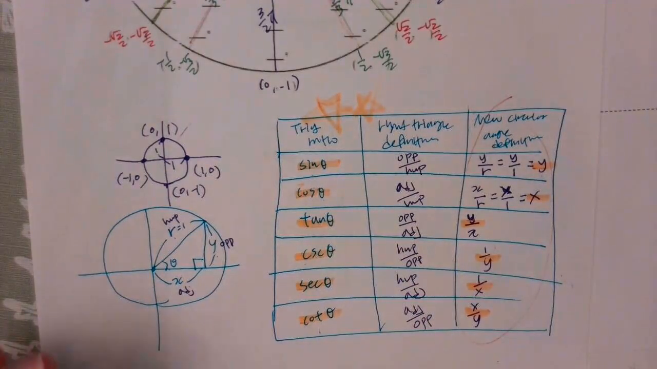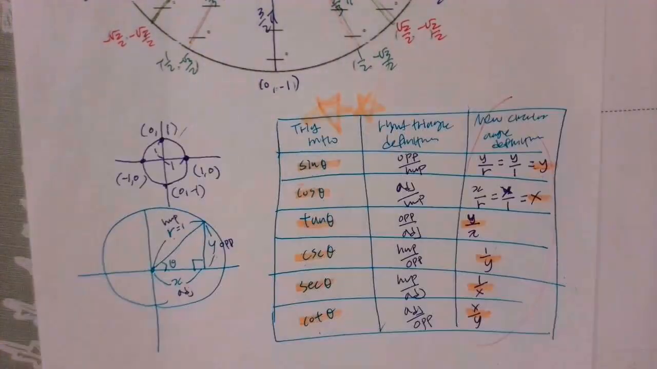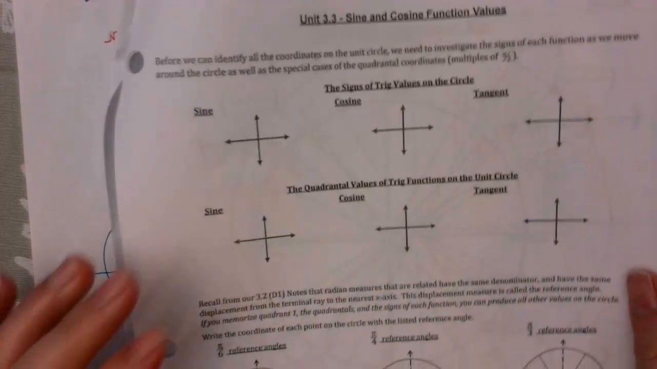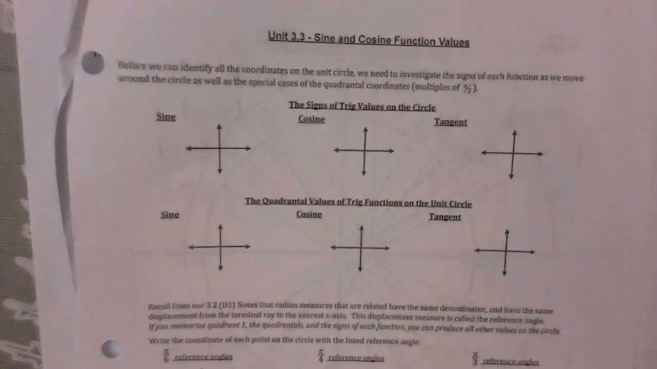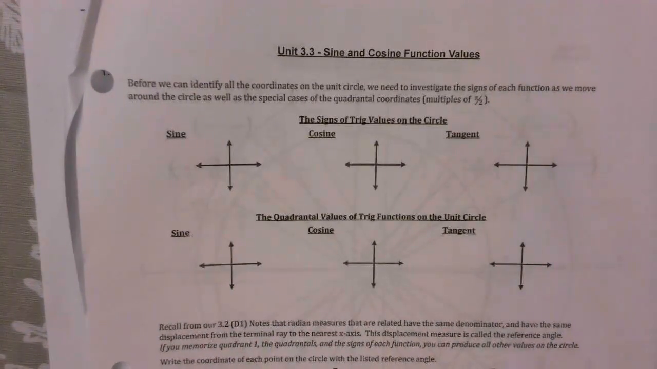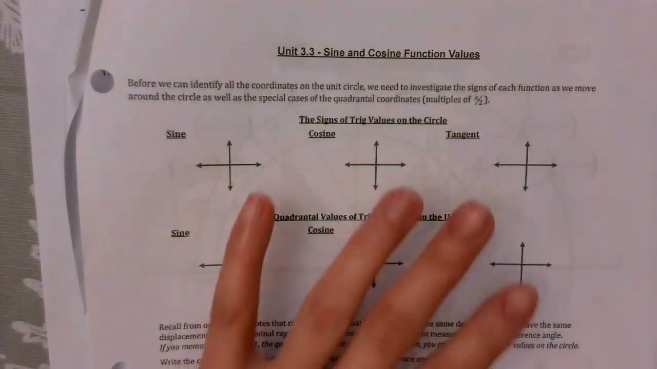Alright. So now go to 3.3 notes. Before we can identify all the coordinates of the unit circle, we need to investigate the sign of each function as we move around the circle. Actually, let's not do that.